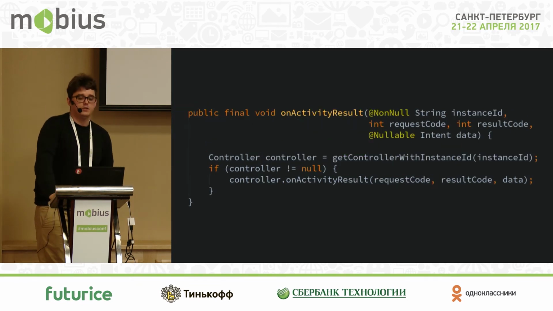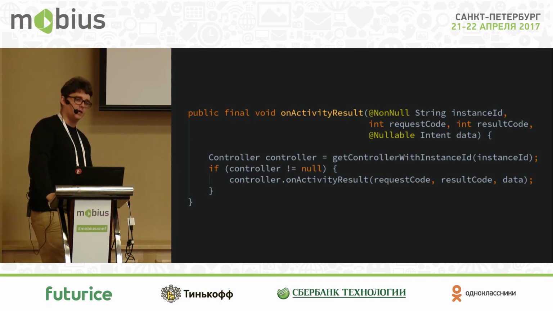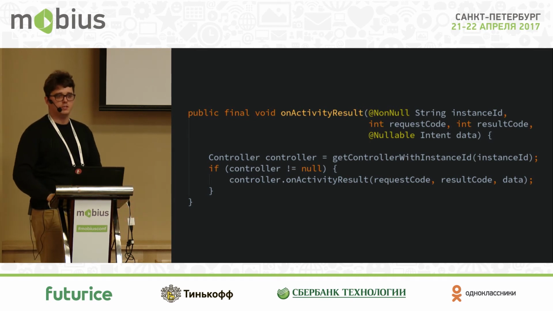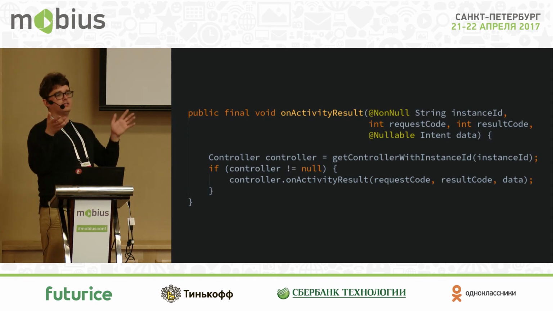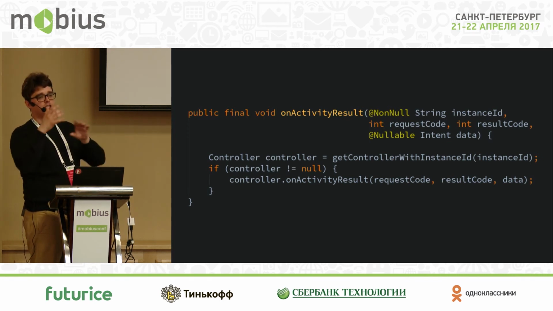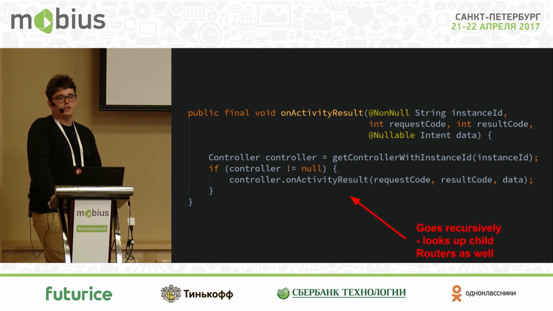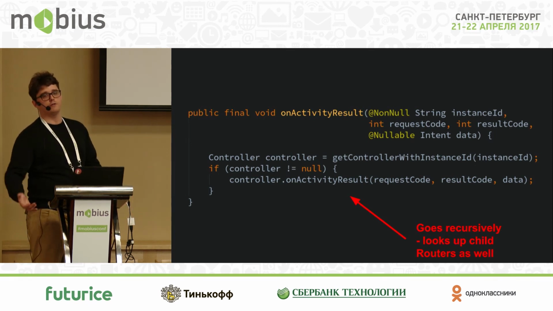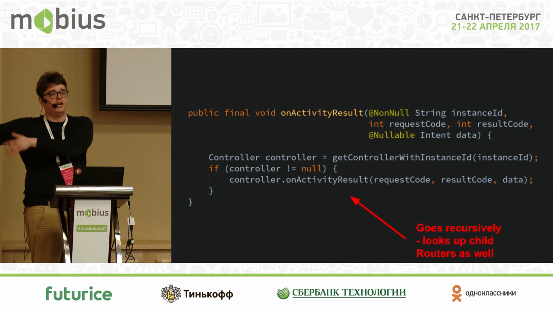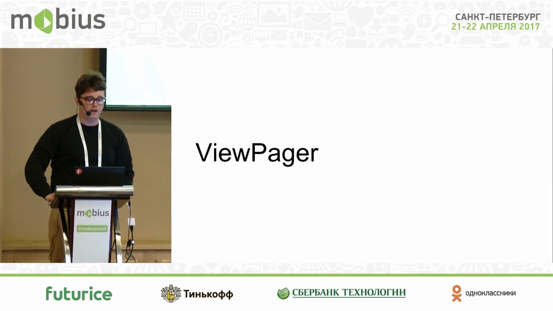And then you get on activity result, you see that only the controller that actually requested the permission or requested the activity result gets the callback. So you don't need to have some implementation in your controller that checks whether this is the request code that you requested. It goes recursively, so if you invoke it from some child controller, or child of child of child, it will be found and your callback will be delivered.